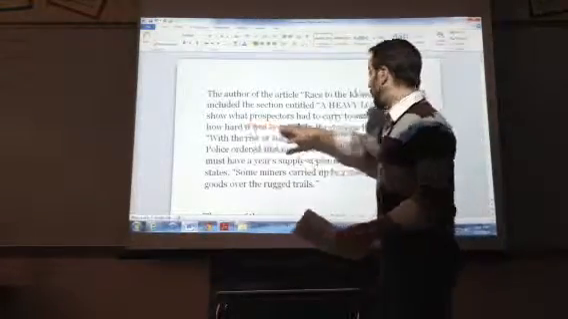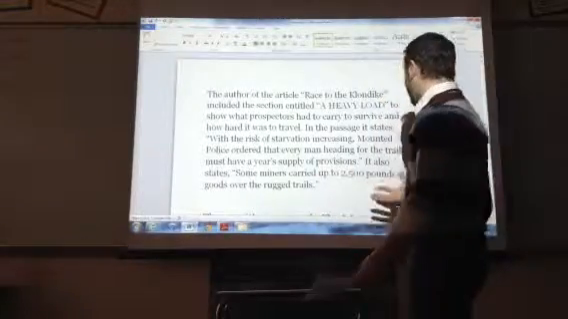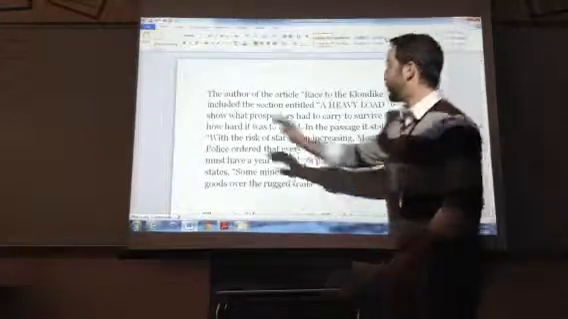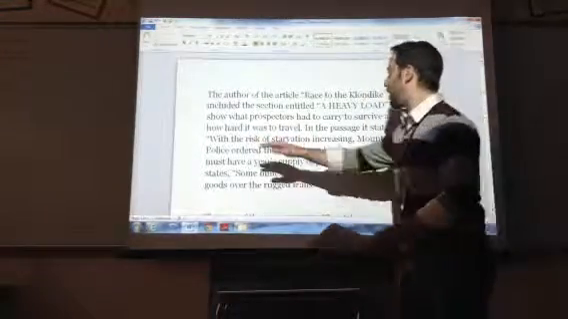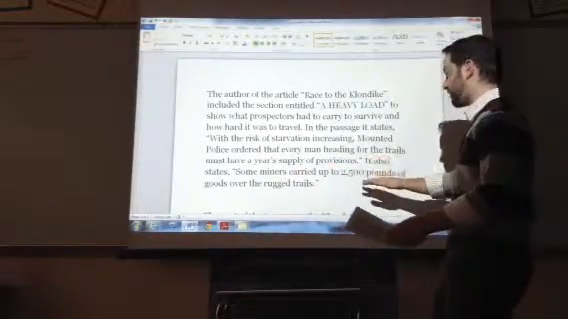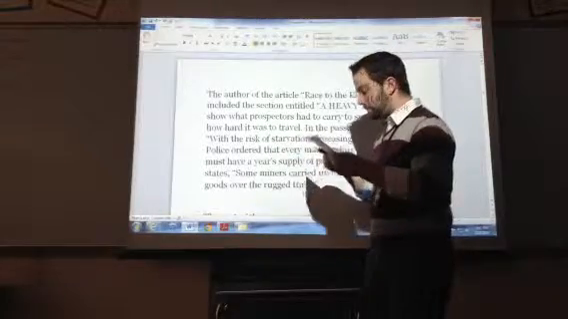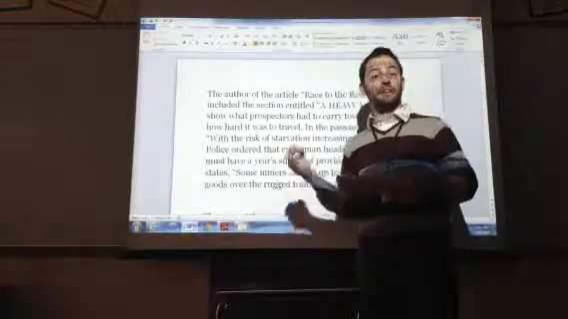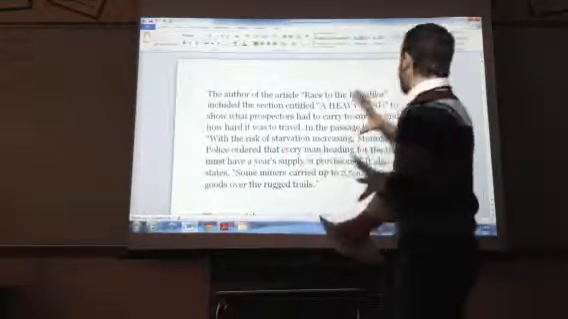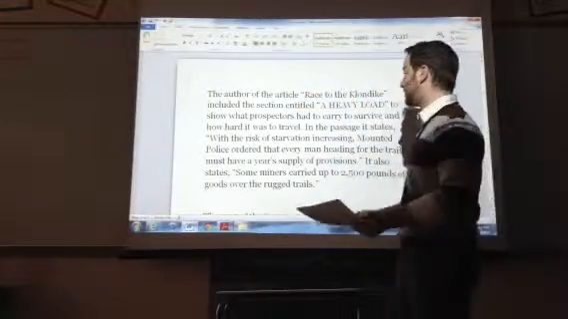So if we're showing what the prospectors had to carry, we need to say why they had to carry it. So we found this direct quote. In the passage it states, "With the risk of starvation increasing, mounted police ordered that every man heading for the trails must have a year's supply of provisions." Okay? We found that directly in the text on line 30. It starts on line 30 in the section entitled Battling the Numbing Cold. We just copied it directly from there because we know it's a quality support for our thesis statement.